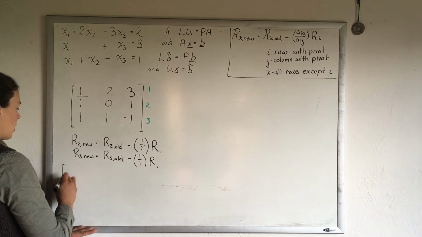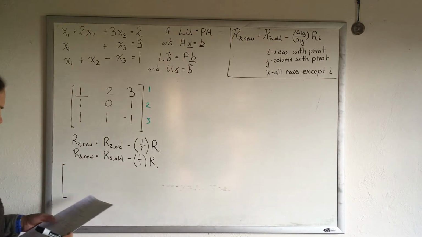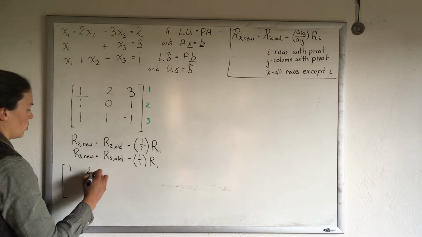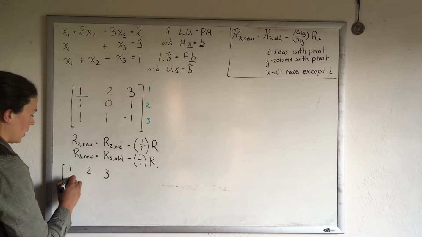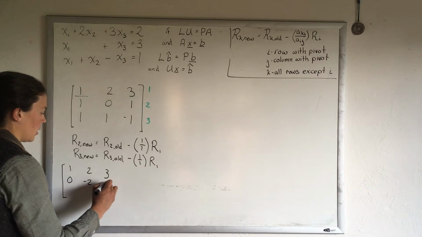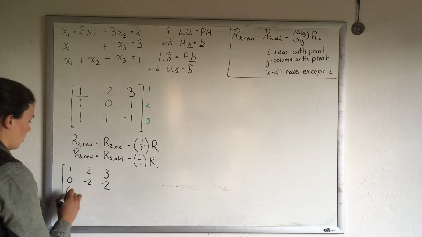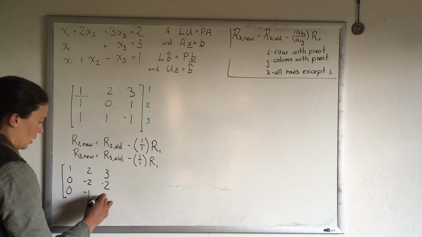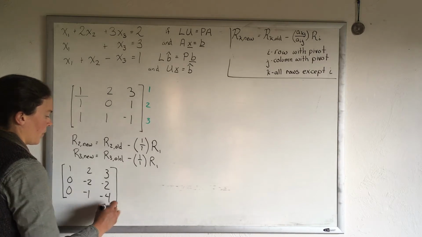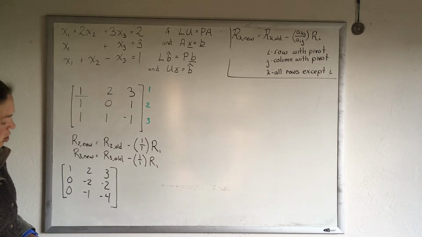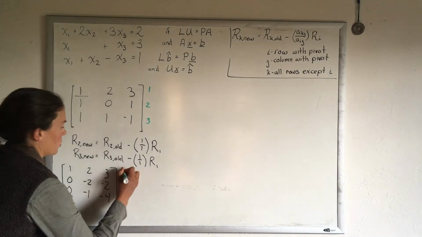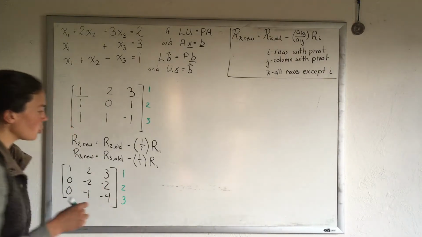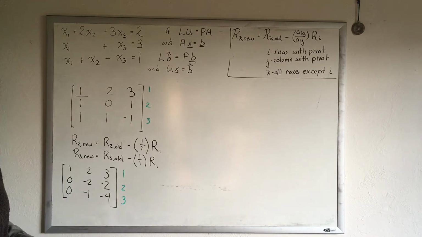So this gives us our next matrix of 1, 2, 3. We didn't do anything to row 1, so it stays the same. And row 2 now I have 0, negative 2, negative 2, and 0, negative 1, negative 4. And we haven't done any row interchanges, so our row order remains the same at 1, 2, 3. And I also said we're going to keep track of these row reduction factors.